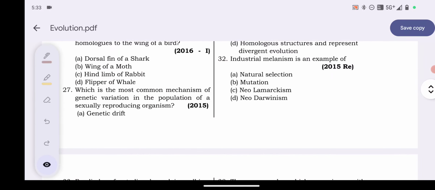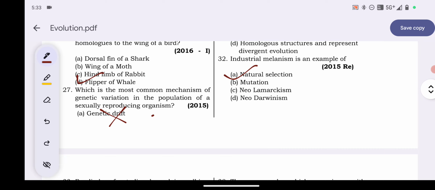Question number 32. Industrial melanism is an example of natural selection, mutation, neo-Lamarckism, neo-Darwinism. So, option A is your answer, natural selection.